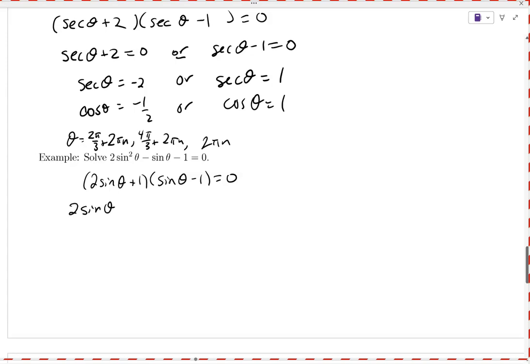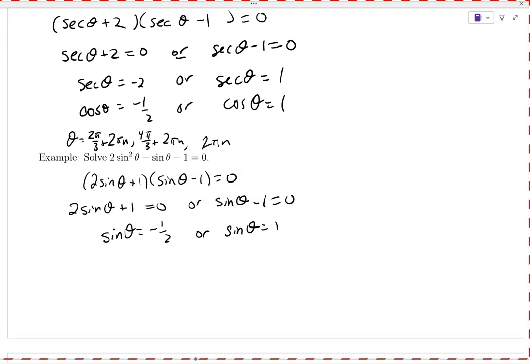Good. Set each one equal to 0. And then isolate the trig function in both of them. Isolate the sine. So in the first one, we'd have sine of theta is negative a half. And in the second one, we have sine of theta is equal to 1. Looking at the first equation, what quadrants are we looking in? Third and fourth, right? Because it's a negative sine value.